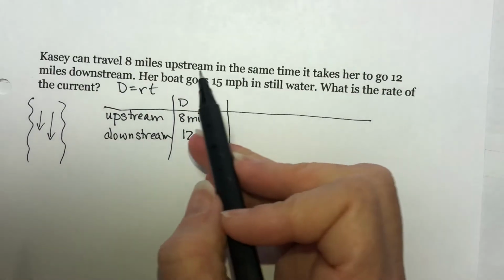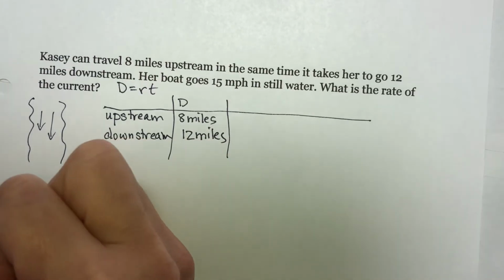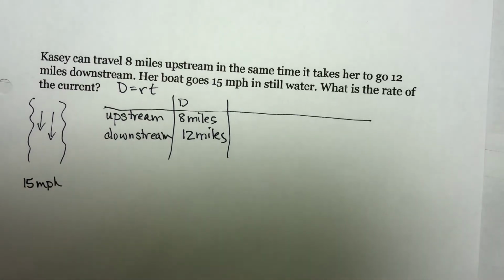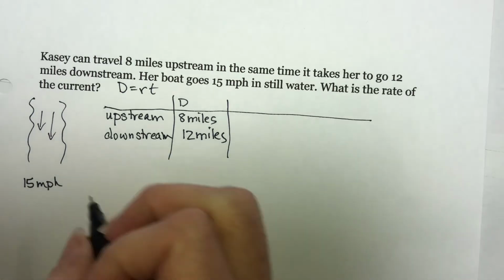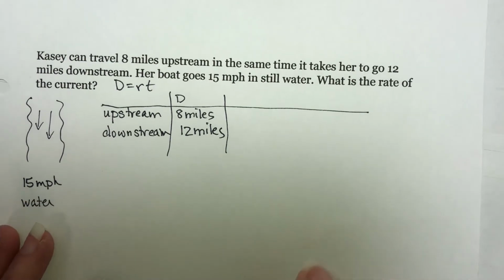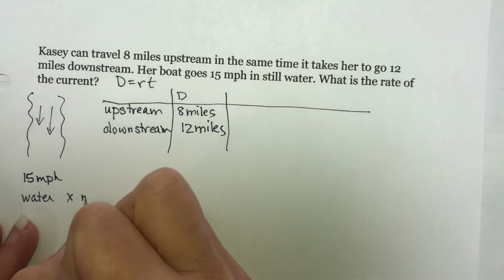All right, so we know that the boat by itself is going 15 miles per hour. But in order to talk about the overall rate, we have to take into account how fast the water is going. So let's say the water, which is the rate of the current, is going x, in miles per hour.